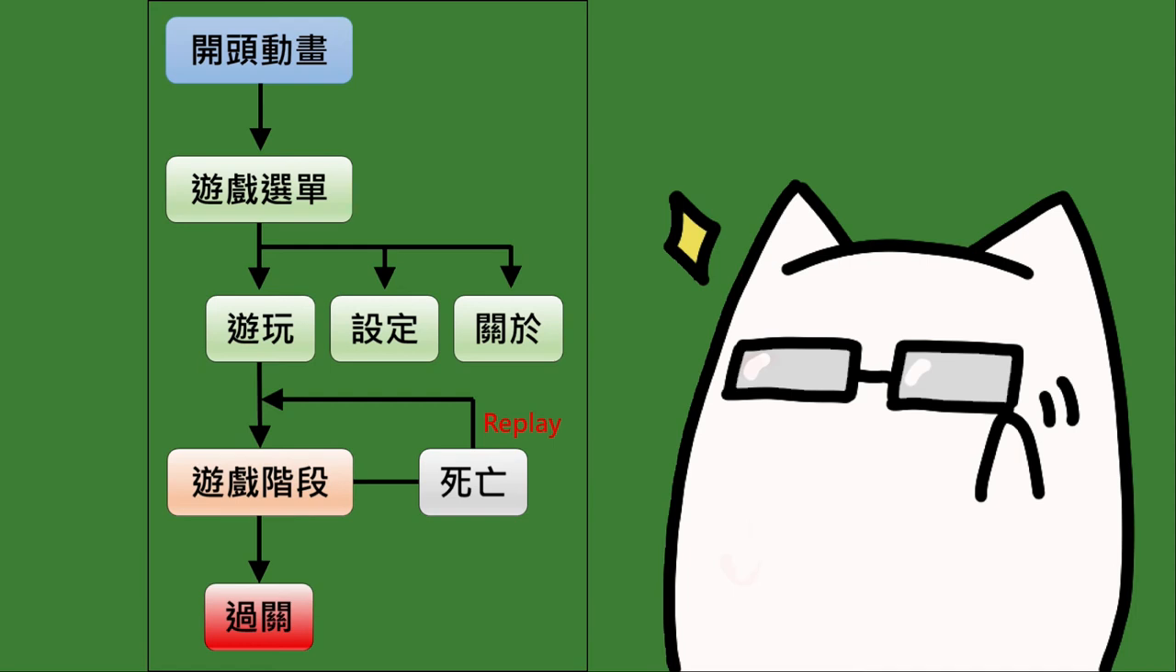I'll use a more complete scene structure at the bottom to illustrate. Let's take a look at this graph. In the beginning, after the player opens the game, the first enter point should be the opening animation. Generally, it could be the team of the company making the game, showing its logo, or to tell the world that we designed this game anyway.